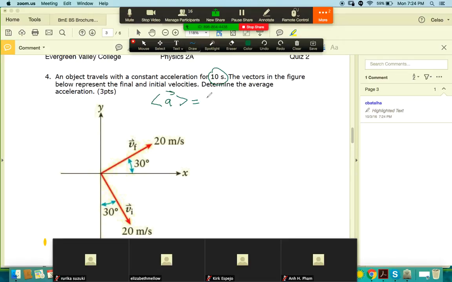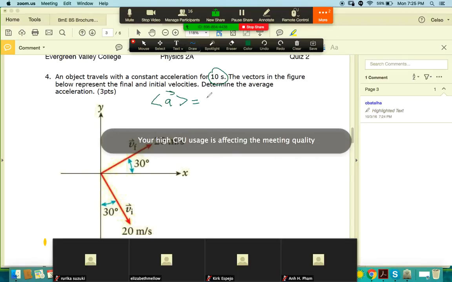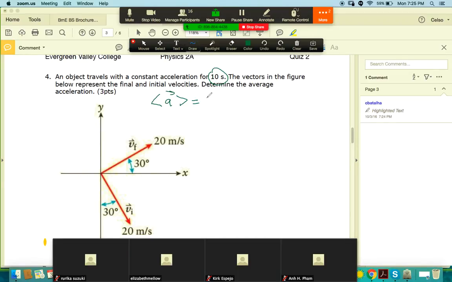oh, it got frozen. Why did it get frozen? Your high CPU usage is affecting the meeting quality. Okay. I'm having a problem. I cannot write anything. I got frozen. Hey, what's going on? Come on. People will see you. For some reason, my screen is frozen.